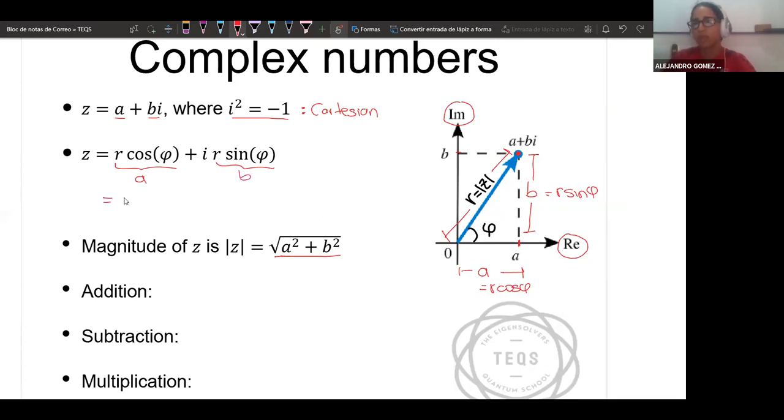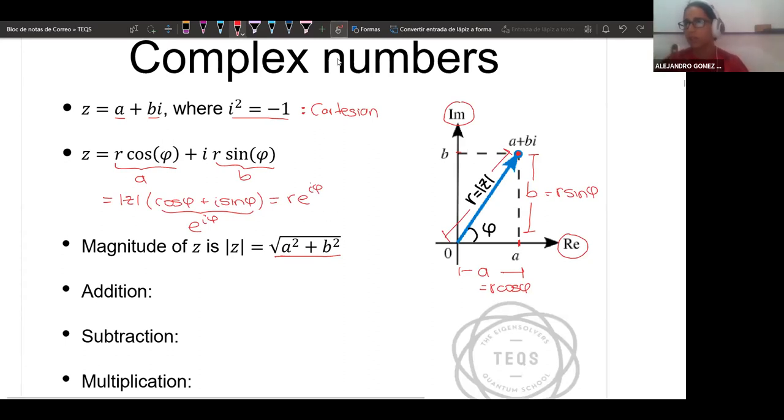So we can write our number as the magnitude of the number times the cosine of b plus i sine b. And there's an identity in complex numbers, which is called Euler's identity, that states that this quantity equals e to the i b. So we can write our complex number in these two ways. And those are totally equivalent.